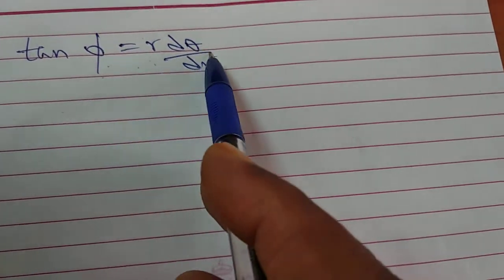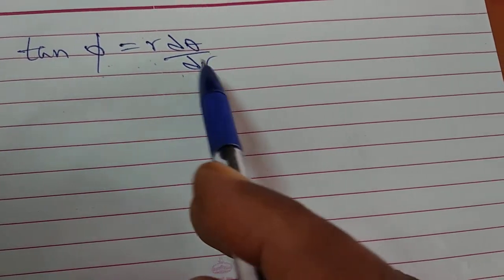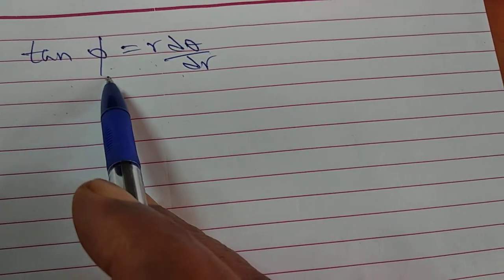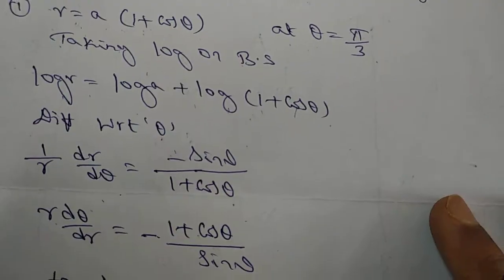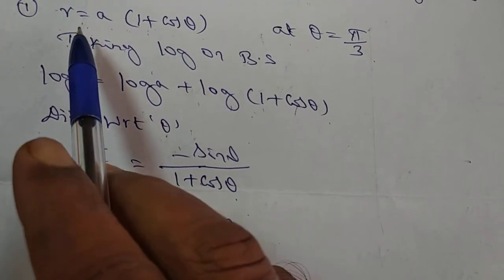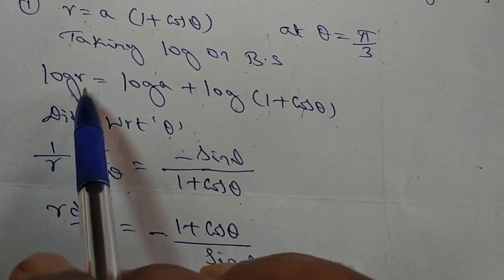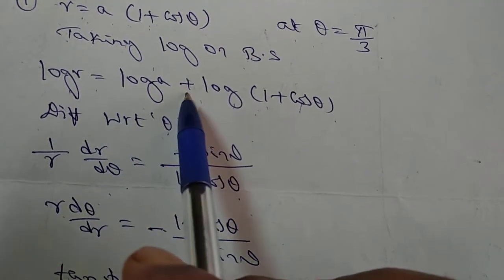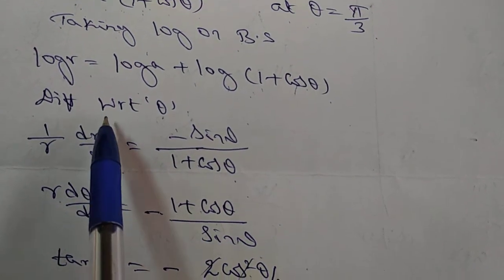In that equation, the r value is given. So you have to find out the tan psi. How to find out the tan psi: given the equation, you have to differentiate r with respect to theta. For differentiation in this problem, you have to take log on both sides. So already you know, log r is equal to log a plus log of 1 plus cos theta. So for this one you have to differentiate with respect to theta.